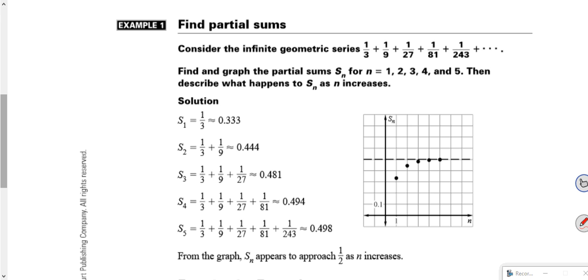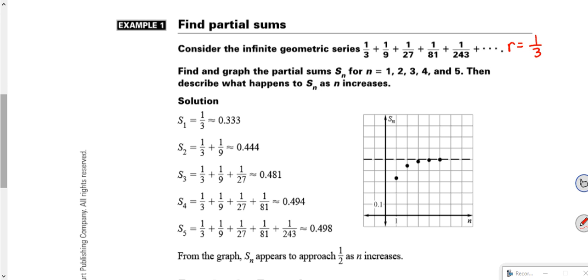You can see from the pattern here that my r would be 1/3. That's what we multiply by a term to get to the next one. It says find and graph the partial sums, S sub n for n equals 1, 2, 3, 4, 5. So we literally have to find 5 different partial sums for 1 term, 2 terms, 3 terms, 4 terms, and 5 terms. Then describe what happens to S sub n as n increases. What's going to happen to the sum as we add more and more fractions?